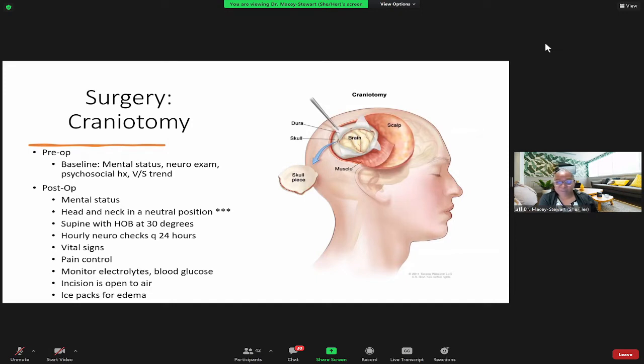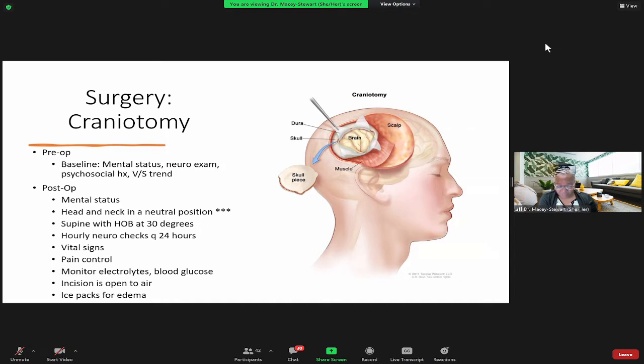It is imperative for you to know, as the nurse caring for this patient in the pre-op setting, their mental status prior to having surgery. So if they have a glioblastoma, you need to know they're awake, alert, oriented before. You need to know their neuro assessment. So remember, we taught you cranial nerves at the beginning. You're going to do cranial nerves, your neuro exam.